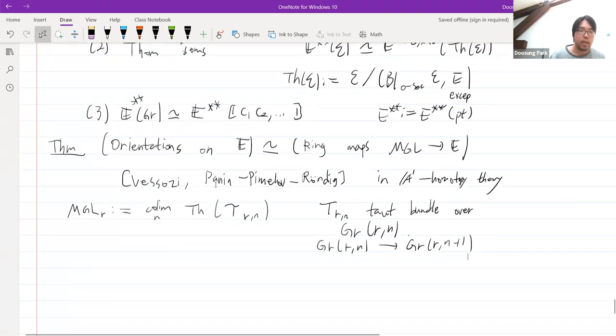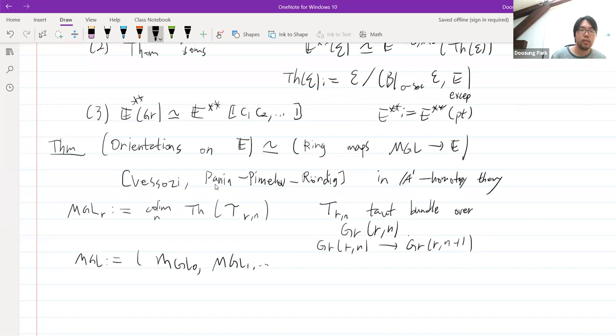And we can take the colimit, and MGL is also some fibrant replacement of MGL_0, MGL_1, like that, and there is some bonding map. So we can prove that, of course, MGL is a homotopy commutative ring, and the set of ring maps is the same as orientations on E. So in other words, MGL is the universal oriented cohomology theory. So I will finish with just one word: if T is orientable, then this will give MGL to T automatically.